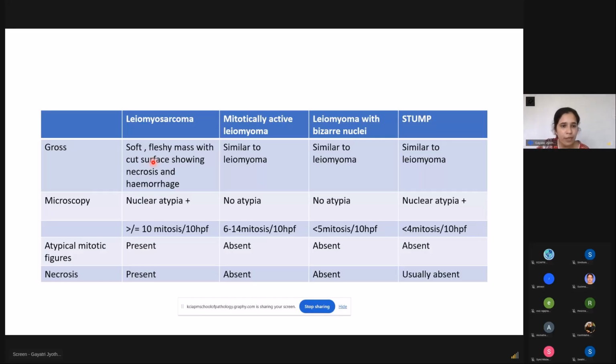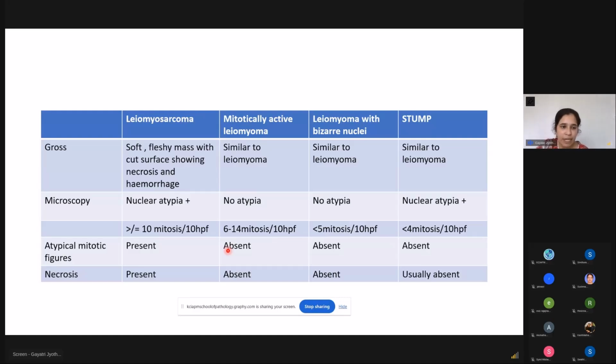And on microscopy, nuclear atypia will be shown by leiomyosarcoma and STUMP, and in mitotically active leiomyoma and leiomyoma with bizarre nuclei, there will not be any atypia. More than 10 mitoses per 10 high power fields is noticed in leiomyosarcoma, and mitotically active leiomyoma shows around 6 to 14 mitoses per 10 high power fields. Leiomyoma with bizarre nuclei will show less than 5 mitoses per 10 high power fields, and smooth muscle tumor of uncertain malignant potential will show less than 4 mitoses per 10 high power fields.